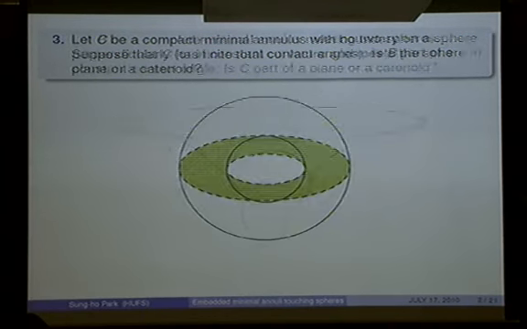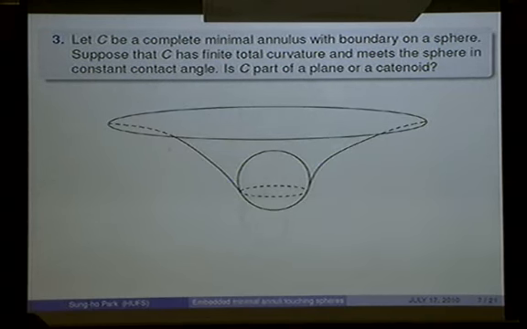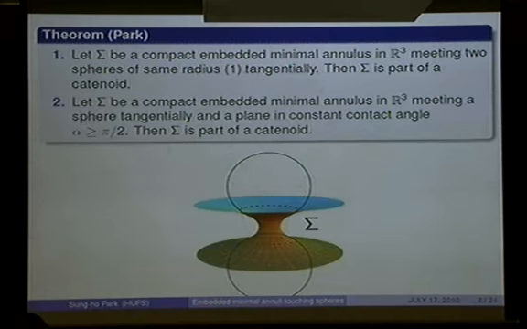About problem 2 and problem 3, I obtained partial affirmative answers. So I'm going to introduce to you the results, and I will prove this, hopefully. The first theorem says that if sigma is a compact embedded minimal annulus in R^3 meeting two spheres of the same radius, I may assume that the radius is 1, and that the contact angle is 0, then sigma is part of a catenoid.